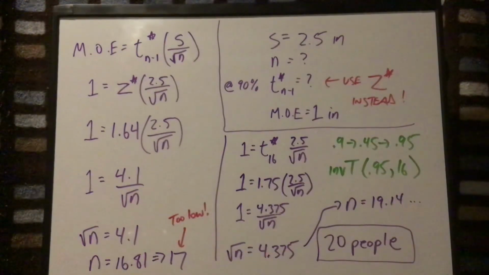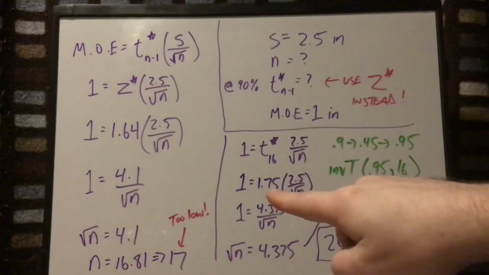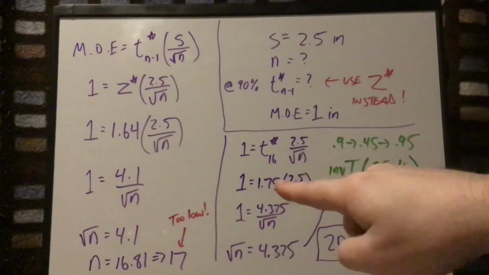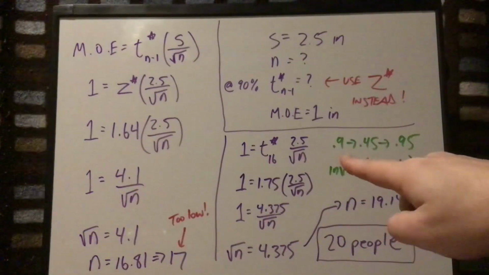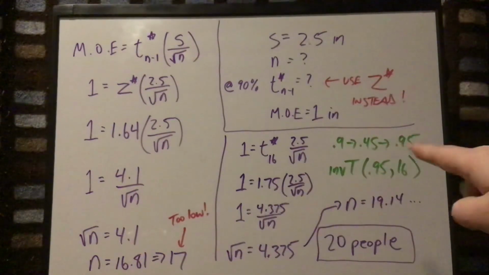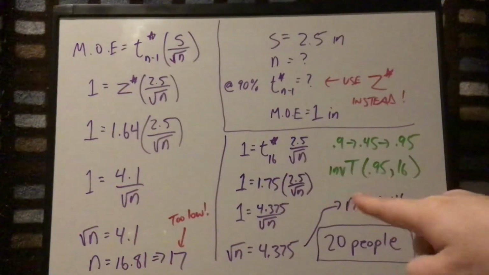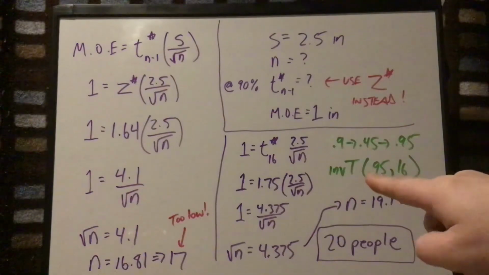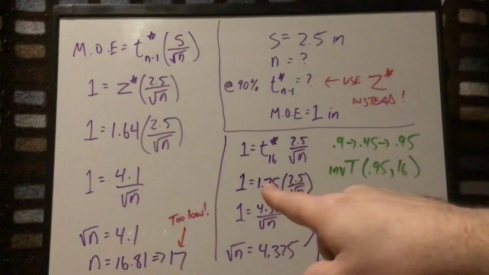So I'm going to use a t-star, and I'm going to use it on a t-curve with 16 degrees of freedom. How far should I go out? Well, I need to go out further than 1.64. I need to actually go out 1.75 on this better t-curve. Now, how do I know that? Well, I showed it once again on the right. I took 90%, cut it in half, and then added 0.5, and that gave me what to put into the inverse t. I should do inverse t of 0.95 with a curve of 16 degrees of freedom. So when I put that in the calculator, that's where I'm getting this 1.75.